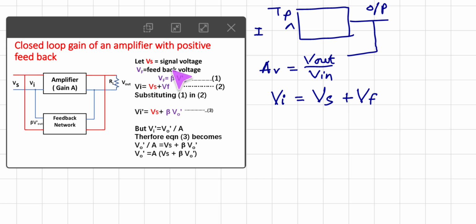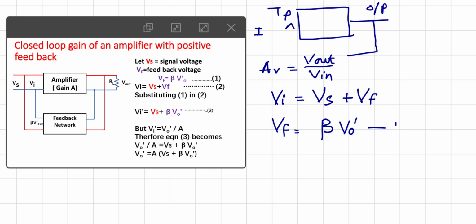But we know how much part of the output is actually fed back. Remember, Vs is the signal voltage and Vf is the feedback voltage. The feedback voltage Vf is some part of the output voltage, Vo dash. That part is decided by a factor beta, the feedback factor. So beta times the output is actually fed back to the input. So Vf is equal to beta times Vo dash, and Vi is equal to Vs plus Vf.